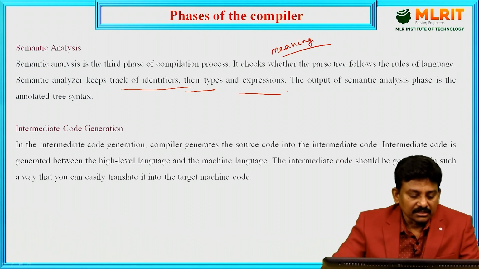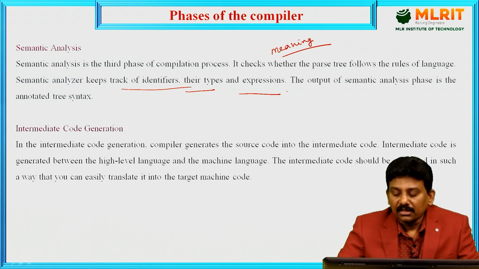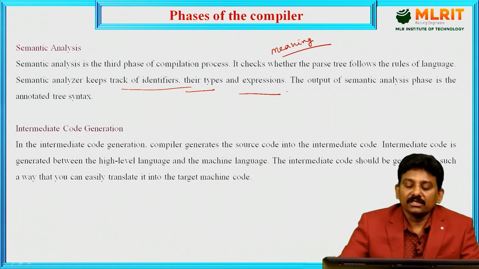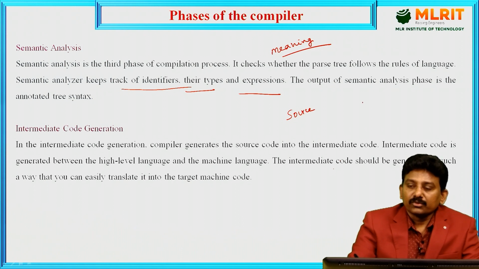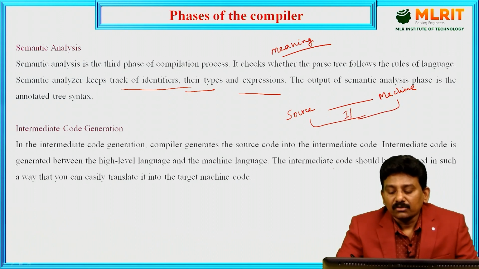Next, intermediate code generation. In intermediate code generation, the compiler translates the source code into the intermediate code. The intermediate code is generated between the high level language and the machine level language. The intermediate code should be generated in such a way that you can easily translate it into the target machine. Here we have source program as well as machine code. Between source program and machine code, we have intermediate code. So, this intermediate code can be easily converted into machine code.